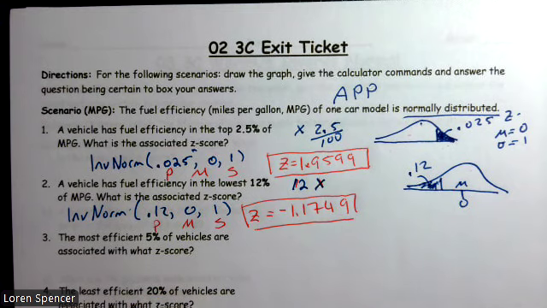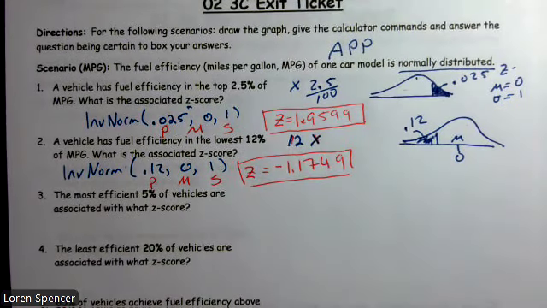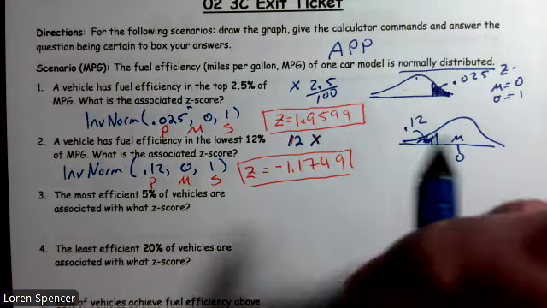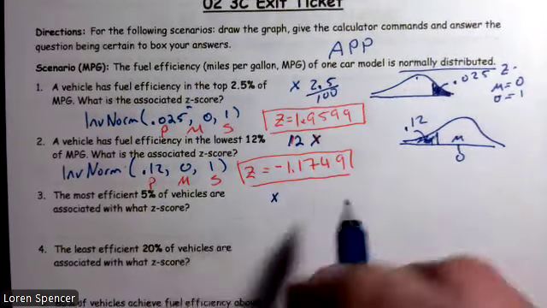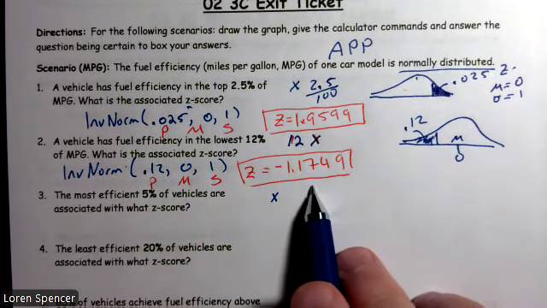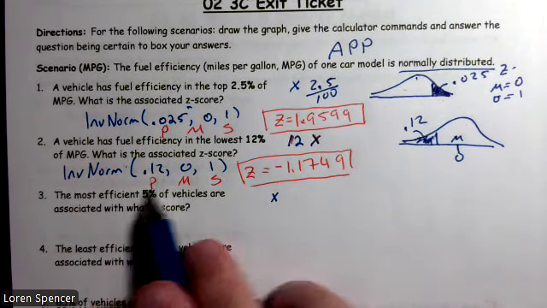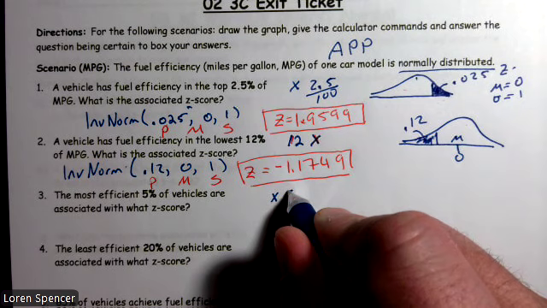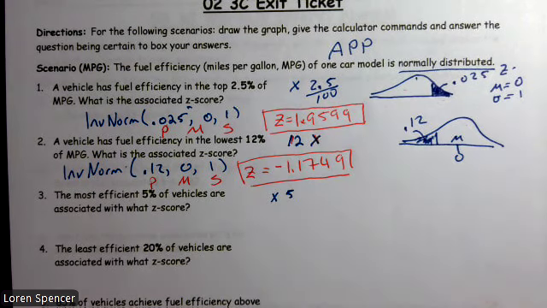The next one, the most efficient 5% are associated with what z-score? All right, so we're going to put our x. Oh, these are the most efficient. Is more going to be above or below? Well, more will be above. So this means the 5% is up here. All right. So that tells me what I'm doing.